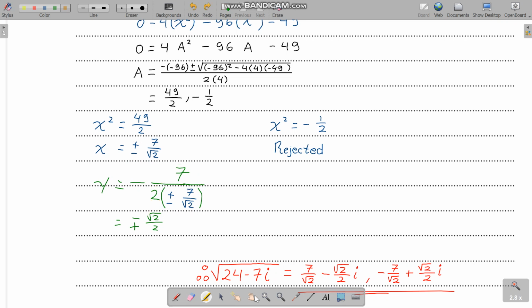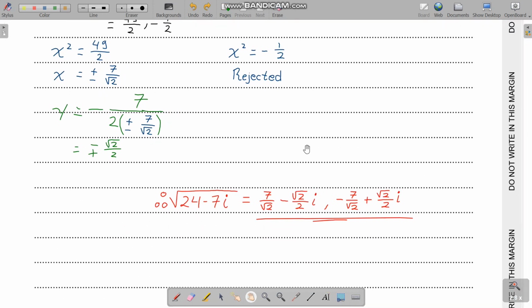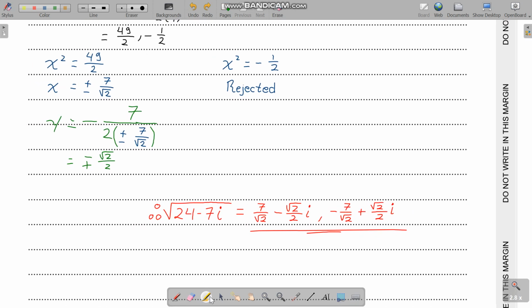So this means for the final answer, the square root of 24 minus 7i equals positive 7 over root 2 minus root 2 over 2 i, and minus 7 over root 2 plus root 2 over 2 i. Okay, that's the final answer.